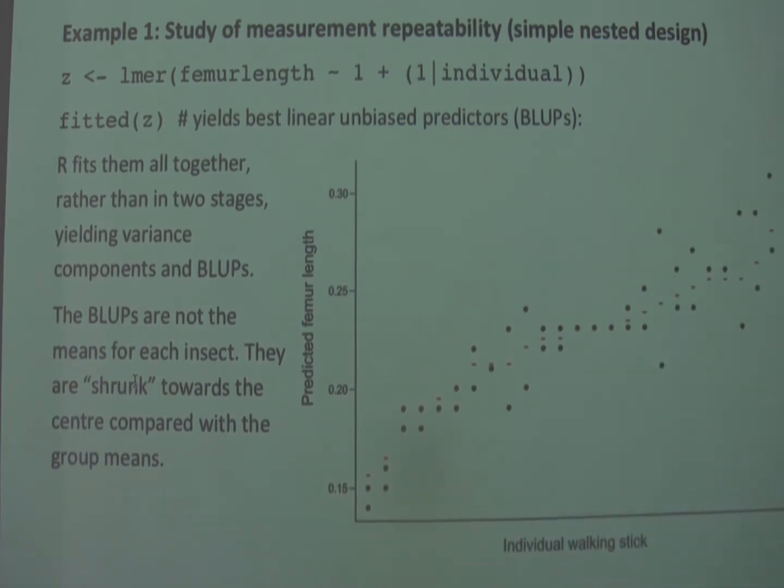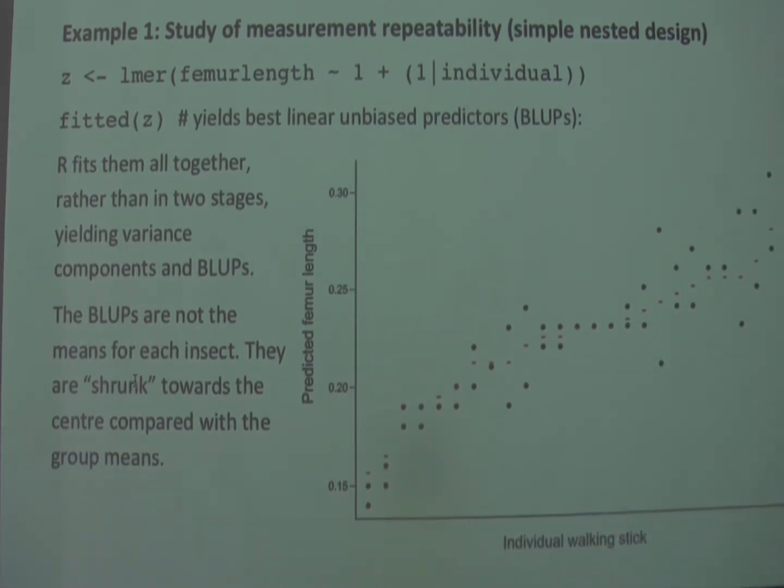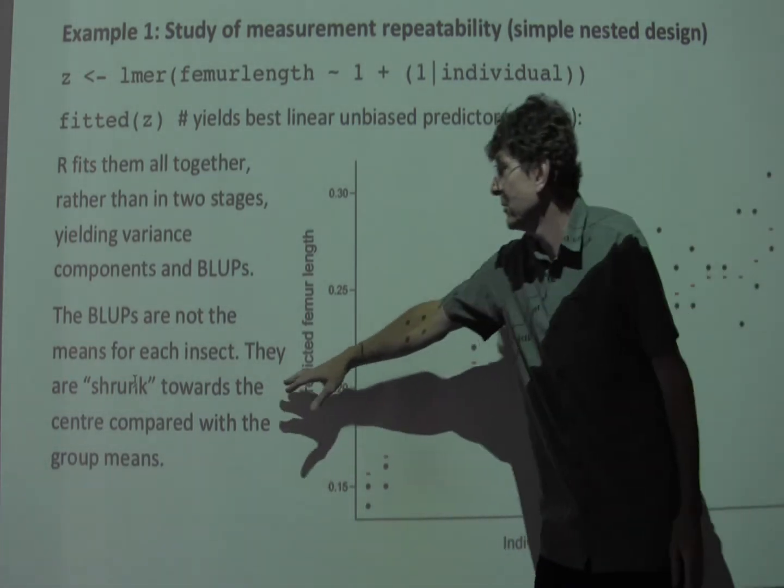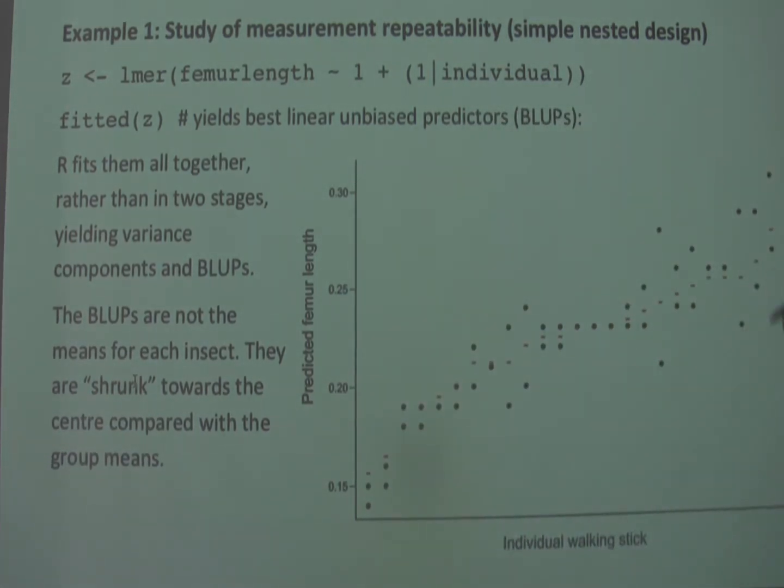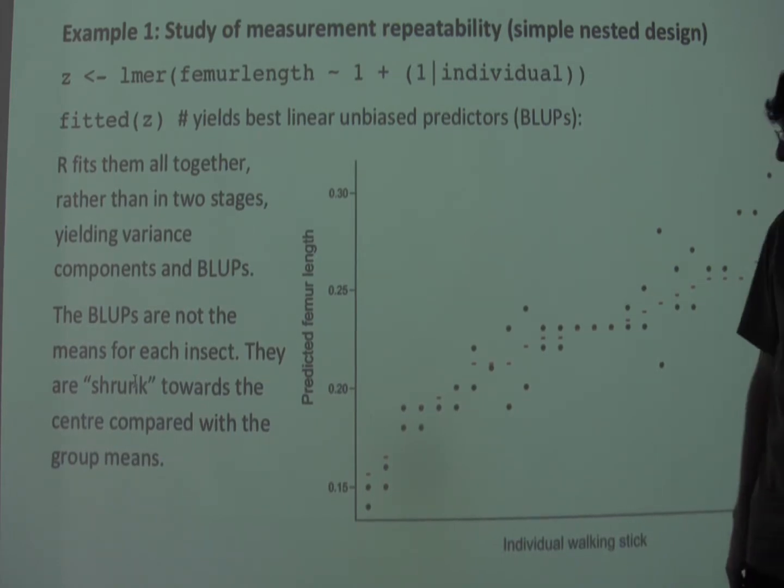They're called BLUPs, best linear unbiased predictors. So they take into account this regression to the mean. And you'll see them referred to as shrunk. They have less variation among these red lines than variation among the averages of the twin measurements per insect.